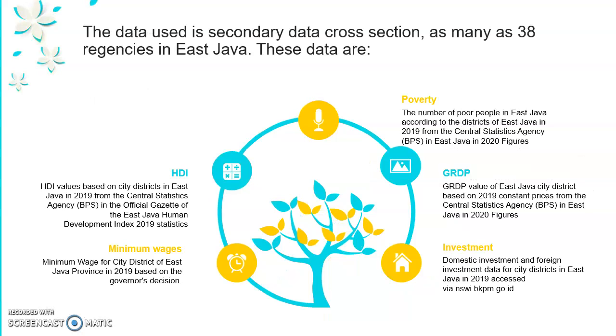The data used is secondary cross-section data, from 38 regencies in East Java. The data are: the first is the number of poor people, the second is the human development value, the third is the minimum wage for city and district of East Java, the fourth is the GRDP value of East Java cities and districts, and the fifth is domestic investment and foreign investment data.